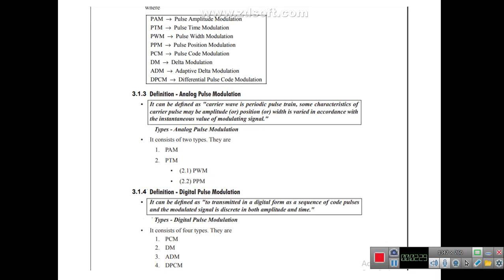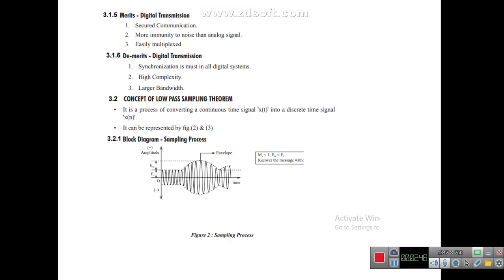Next, digital pulse modulation. It is defined as transmitting a digital form of a sequence of code pulses, with the modulating signal discrete in both amplitude and time. It consists of four types: PCM, DM, ADM and DPCM. Next, the merits of digital transmission. It is a secure communication with more immunity to noise than analog signals, and it is easily multiplexed. These are the merits of digital transmission.